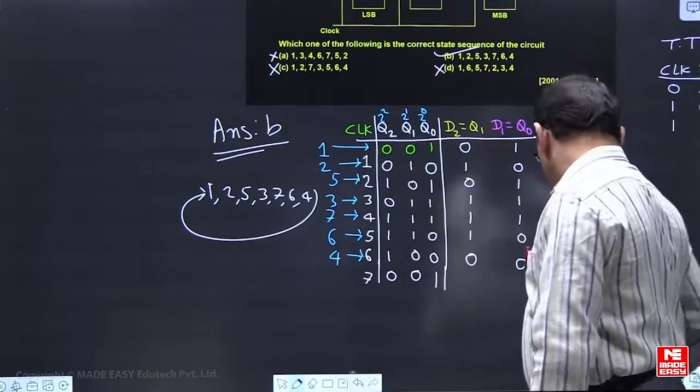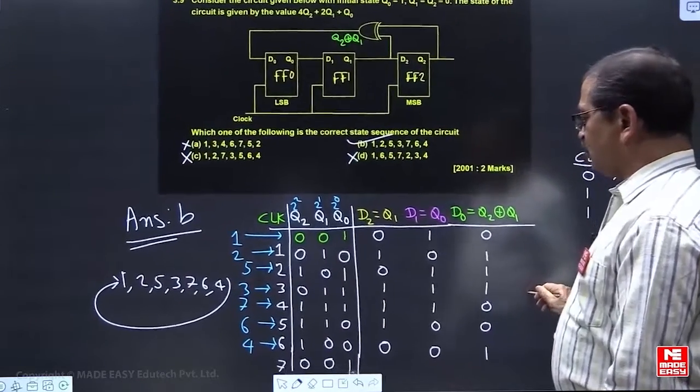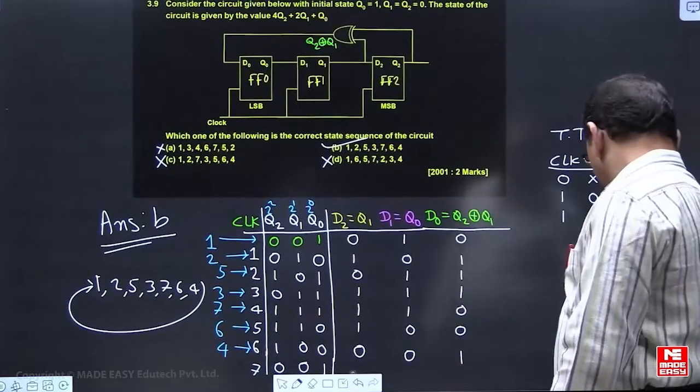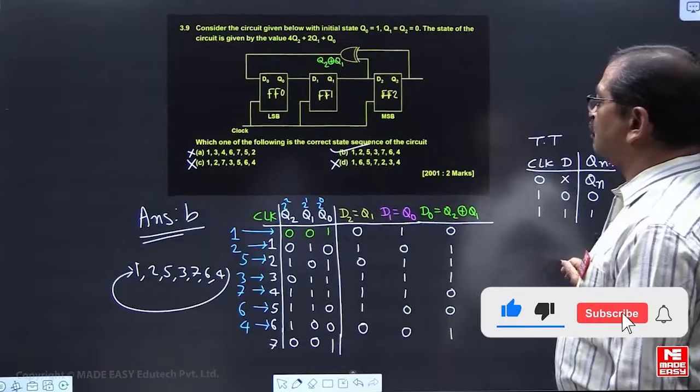Anyway, finally, the conclusion on this question is that the answer to this question is option B.